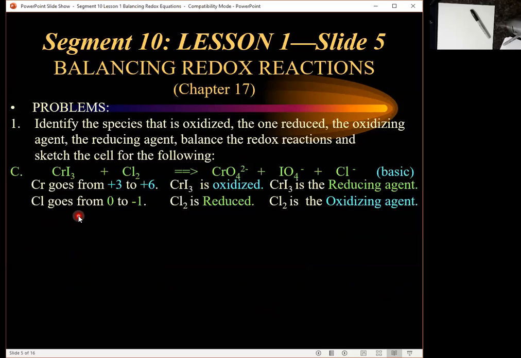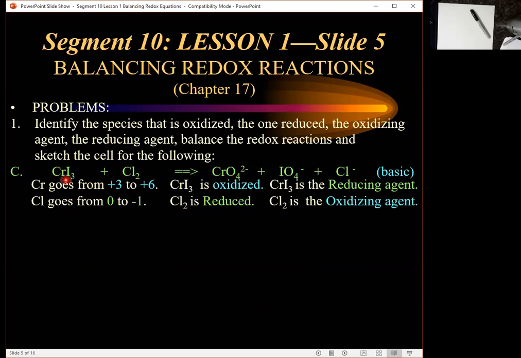Now here is a much more difficult problem to do, but I wanted to pick a really difficult example to work through, and if you can follow this one, you can probably follow anything that I'm going to do. Let's look at chromium. Chromium in here I said is +3.